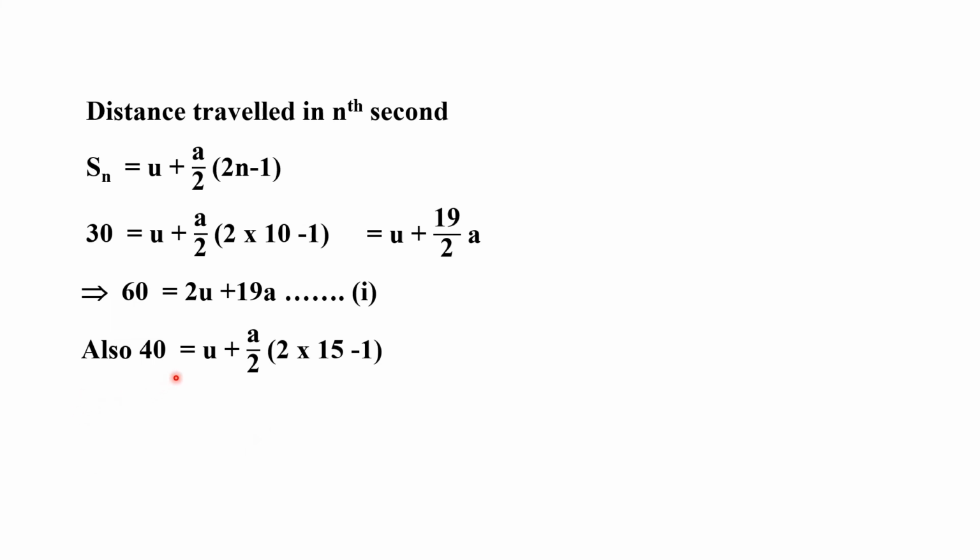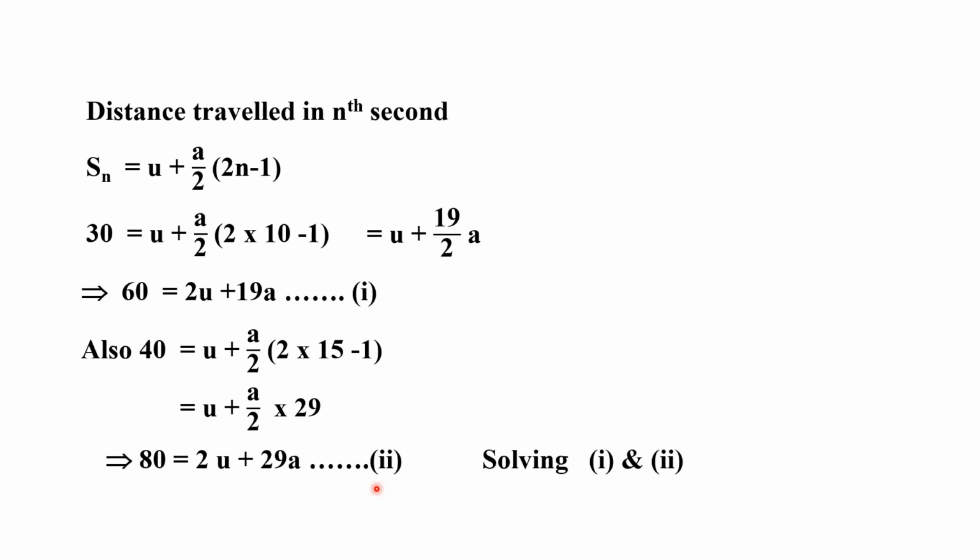Also, next, 40 is the distance travelled in 15th second. So it is given as 40. So 40 is equal to u plus a by 2 into 2 into 15 minus 1. U plus a by 2 into, 15 twos are 30, 30 minus 1, 29. So after LCM, 40 into 2, 80 is equal to 2u plus 29a. Consider this as equation number 2. Solving 1 and 2, we will get u is equal to 11 meters per second.